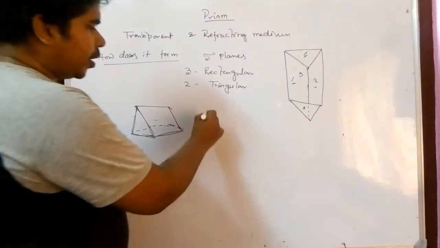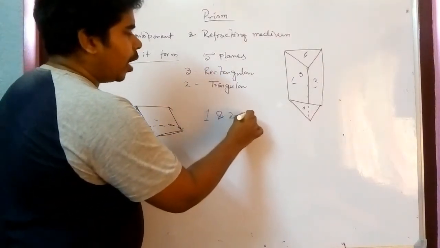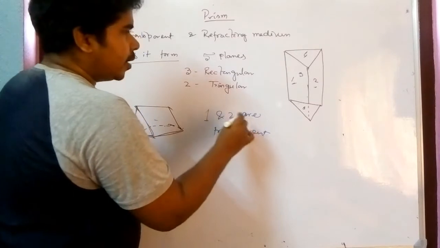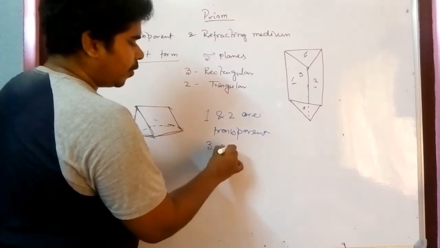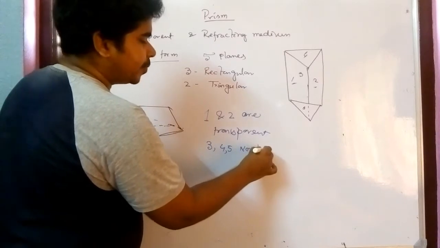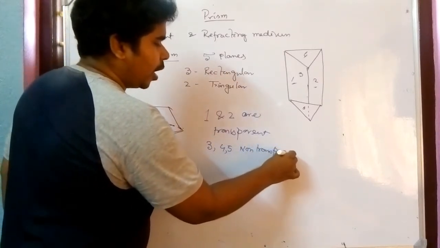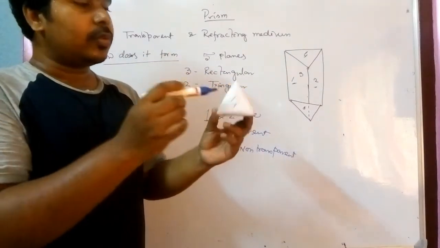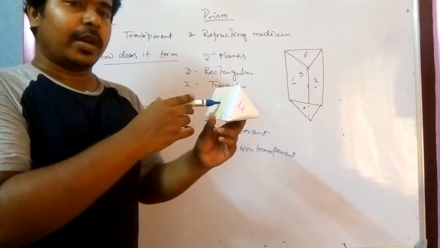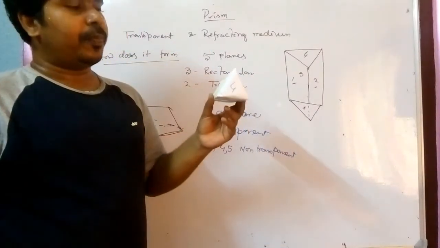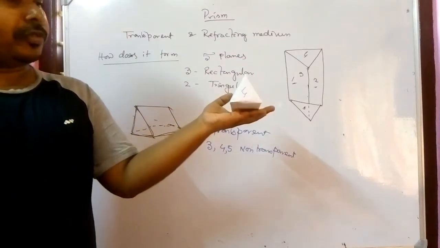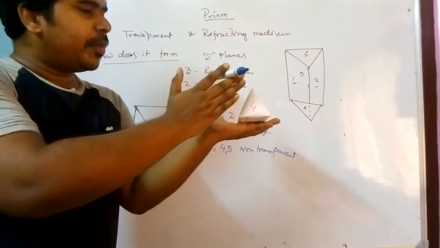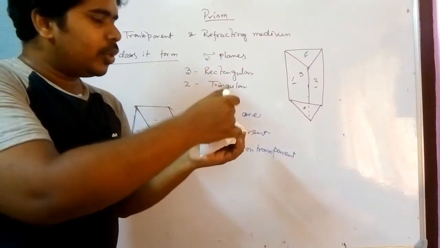So surfaces 1 and 2 are transparent, and surfaces 3, 4 and 5 are non-transparent. And how does the light pass? Now in the model, this is surface 1 and this is surface 2. So light enters from surface 1 and moves out from surface 2. But when I hold it in front of you, we can see only surface 4. We cannot see that behind surface 4, surfaces 1 and 2 are there.